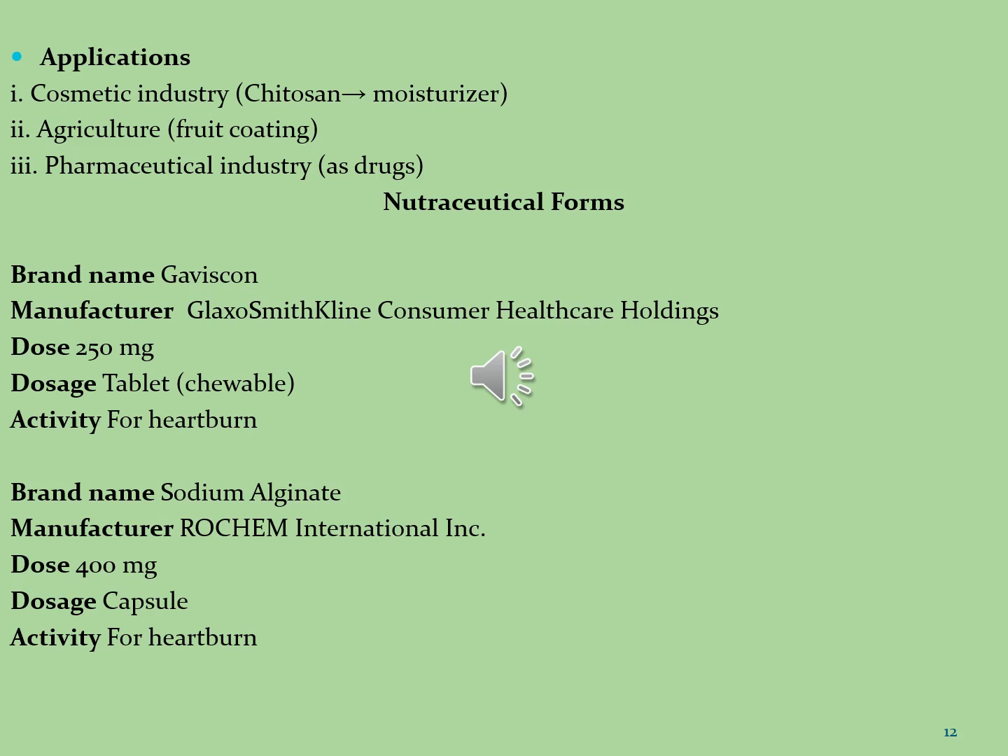The second product is sodium alginate. It is manufactured by Nutraceuticals International. We take its dose as 400 milligrams per day. It is formulated in capsule dosage form and it can also be used for heartburn.